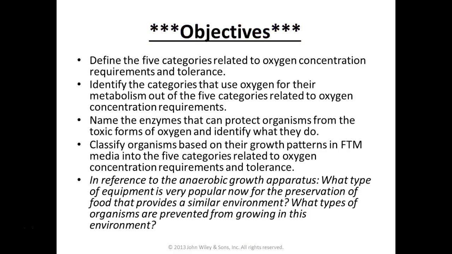So you need to be able to define those 5 categories for oxygen tolerances. You need to be able to identify the categories that actually use oxygen. This one's pretty easy as we walk through this. It'll make sense to you. You need to be able to name the enzymes that help protect organisms against the toxic forms of oxygen. That's why we refer to them as oxygen tolerances. And then you also need to be able to identify those growth patterns in FTM tubes, of course, in a drawing as opposed to the actual tube. In lab, we use the actual tubes.